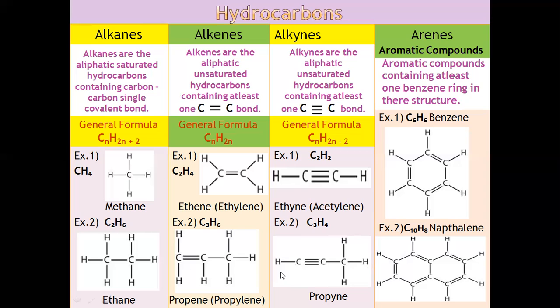I told earlier carbon always forms four covalent bonds. That means the first carbon forms four covalent bonds, one with hydrogen and three with another carbon. In that three, one is a sigma bond and two are pi bonds. Sigma bonds are stronger than the pi bonds.